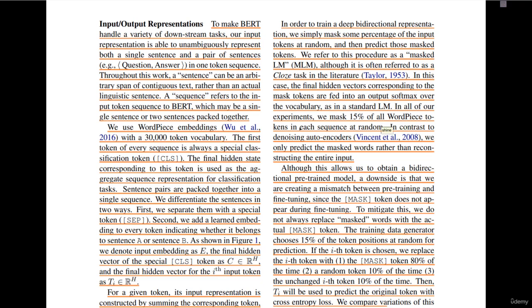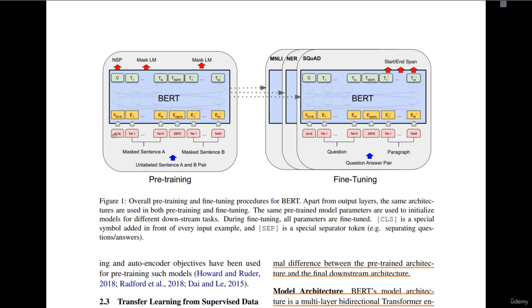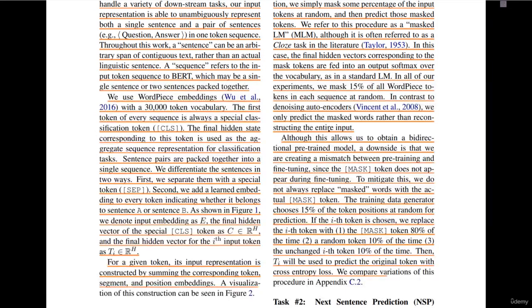It should also be noted that for prediction, we only do that with the masked words instead of trying to predict the entire input. So if we have this as input, we mask out 15% of it and then try to predict those masked out inputs instead of predicting the whole input. Although this allows us to obtain a bidirectional pre-trained model, a downside is that we are creating a mismatch between pre-training and fine-tuning, since the mask token does not appear during fine-tuning.